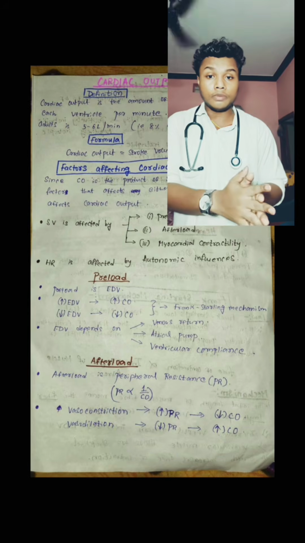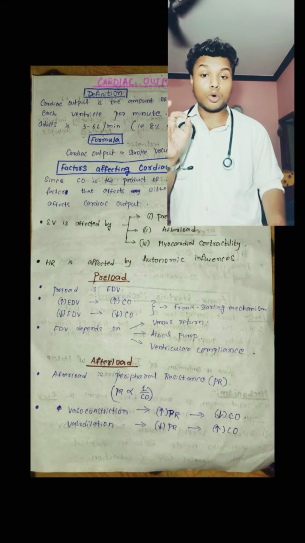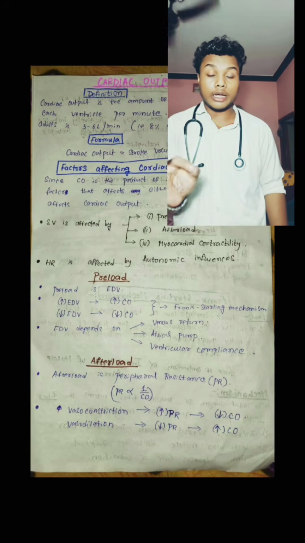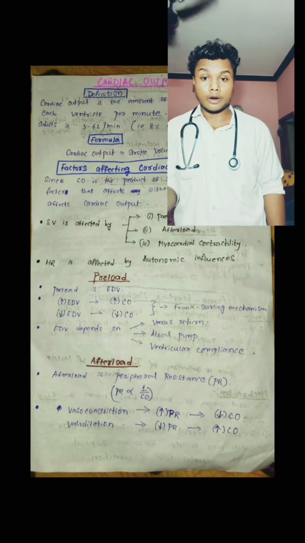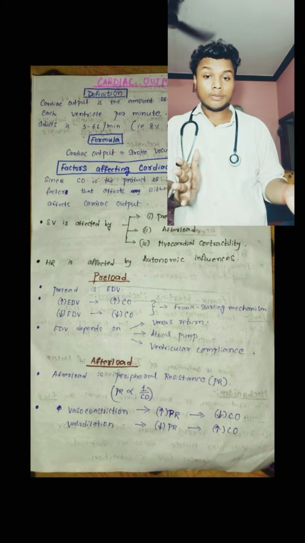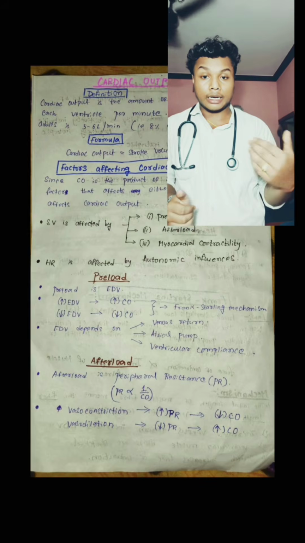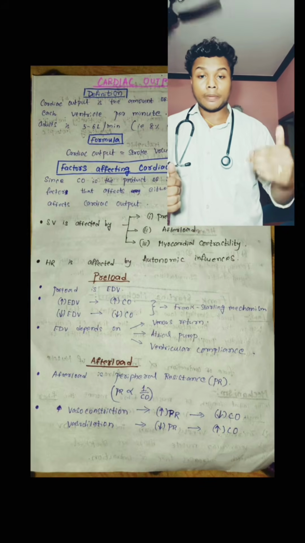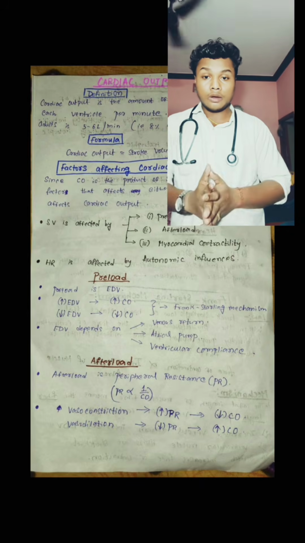Now what is this Frank-Starling mechanism? The Frank-Starling's law of heart states that the force of contraction is directly proportional to the initial length of cardiac muscle fiber. We will discuss about Frank-Starling's law later. Now let's focus on EDV. The end diastolic volume depends on factors like VVA: V for venous return, V for ventricular compliance, A for atrial pump. Now, what is afterload?